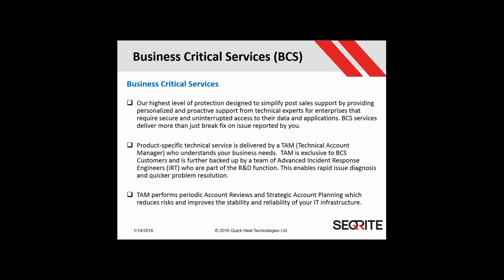This enables rapid issue diagnosis and quicker problem resolution. So this team basically looks into only business critical services customers and all the queries and responses to them. Technical account manager performs periodic account reviews and strategic account planning. Now, depending on what contract you sign up with BCS, your technical account manager will be on site with you. It would be either quarterly or half yearly to sit with you and discuss the strategic plans, or what you are going to deploy in your environment or infrastructure 3 months, 4 months, 6 months down the line. He'll sit with you and ensure that your risks are mitigated. This will improve the stability and reliability of your IT infrastructure.